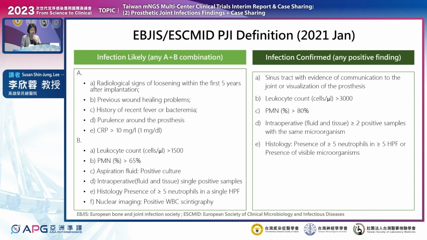confirm the infection, including a sinus tract with evidence of communication to the joint or visualization of the prosthesis, or joint fluid analysis with leukocytosis of greater than 3,000, or a predominance of polymorphonuclear cells of greater than 80%, or at least 2 positive intraoperative cultures of the joint fluid or the tissue with the same organism, and/or histology examination showing at least 5 neutrophils in at least 5 high-power fields, or presence of visible microorganisms.